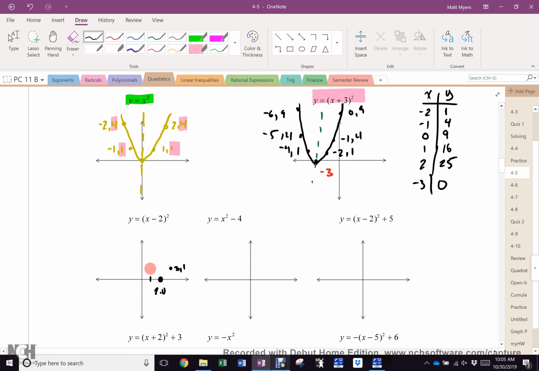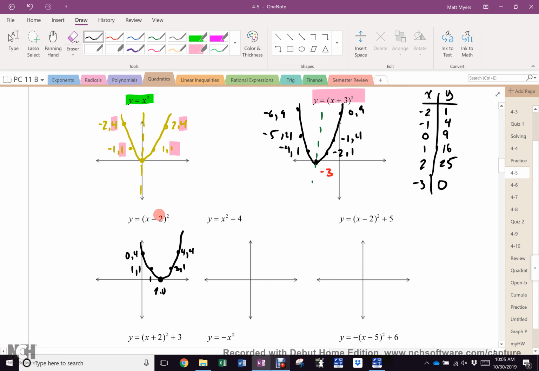Three, 1. What does that automatically make this one? 1, 1. If I go over 2, how far up do I go? 4. So what's this one going to be? 4, 4. What's this one automatically going to be? 0, 4. And there's my graph. Everybody cool? Everybody good? So what does that tell us?